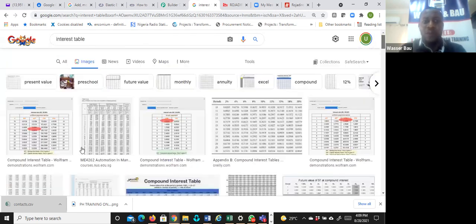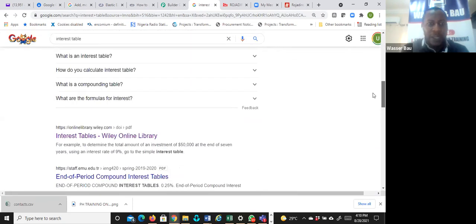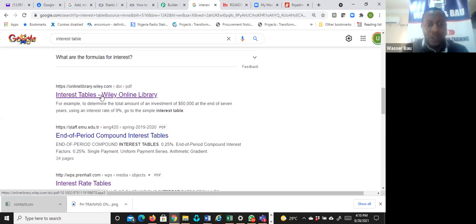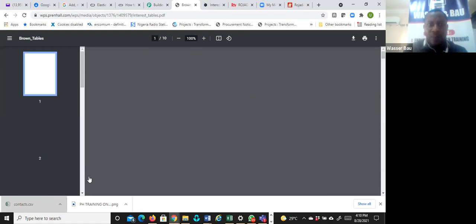Then if I didn't put image, if I say all, I can download some. I can come down here and click any one. Okay, let me say online Wiley. I can download interest table. I can click this one. It's coming. So there are many interest tables. The emphasis I want to make is that there's nothing special about the interest table. You can see it. It's open source. It's just there online. You can go anytime on the internet and download. Okay, look at it. It has opened.